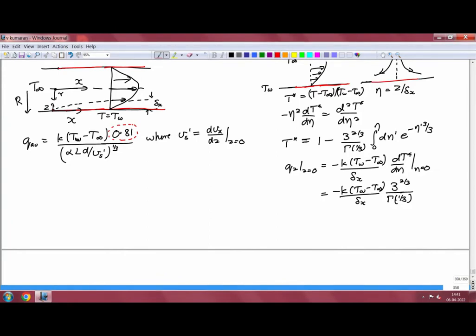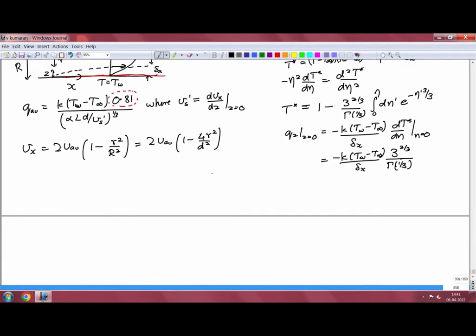For the parabolic profile, the velocity was equal to 2 times V average into 1 minus r square by R square, as you recall. When expressed in terms of the diameter d, d is equal to 2 times r, or r is equal to d by 2. So, this will just be 2 V average into 1 minus 4 r square by d square. That is the expression for the velocity field.